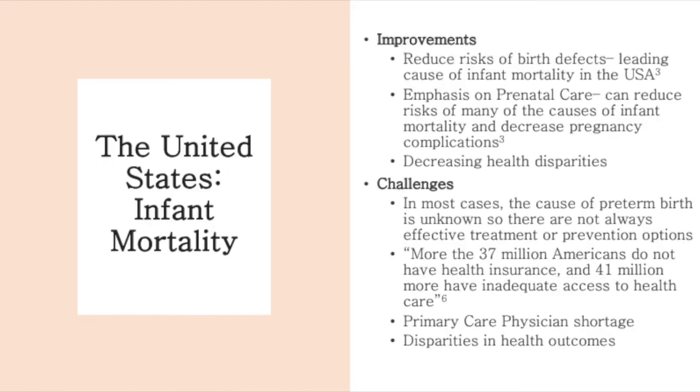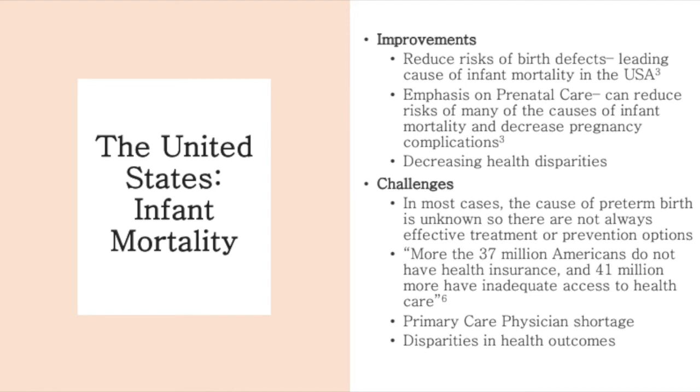And then with our healthcare system in the back of your mind, here is how the United States is dealing with infant mortality. So there are multiple improvements to be made and that are attempting to be made. So one is to reduce the risk of birth defects. This is the leading cause of infant mortality in the USA. So there are a lot of public health programs that focus on this. And they do this through emphasizing prenatal care, which can reduce the risks of many of the causes of infant mortality and decrease pregnancy complications.